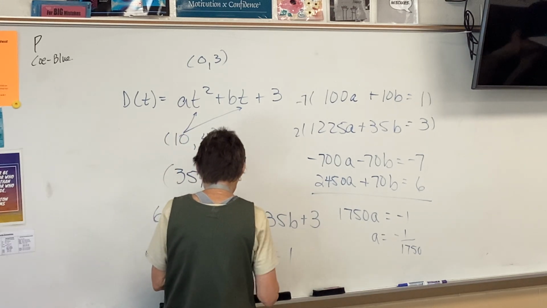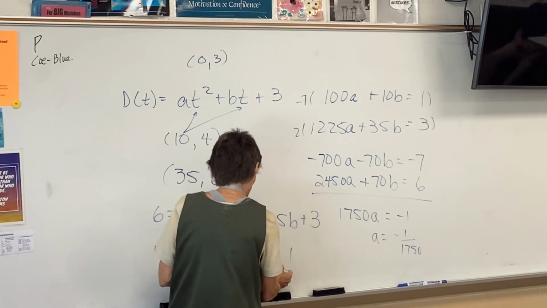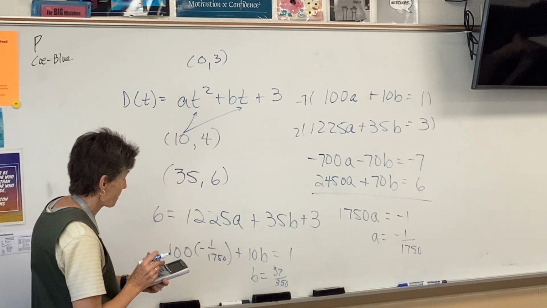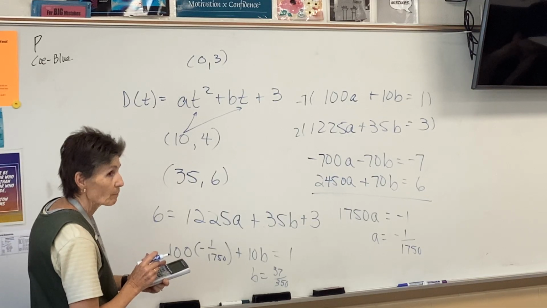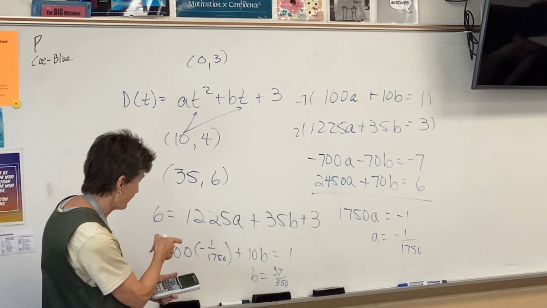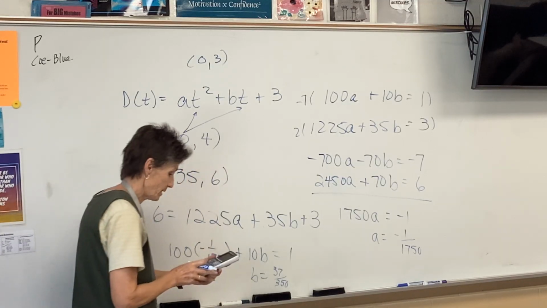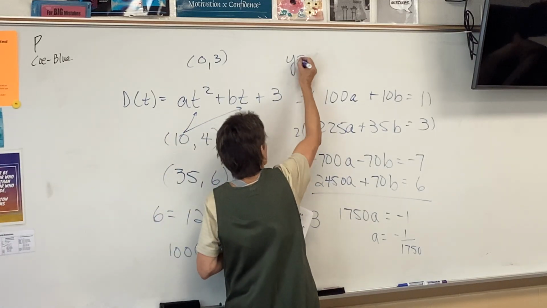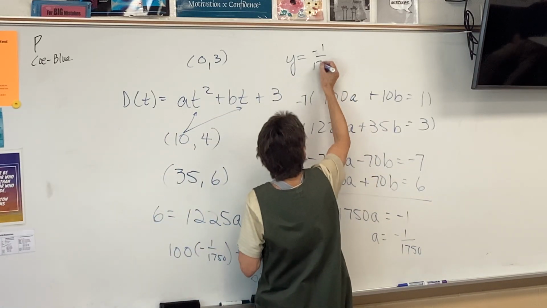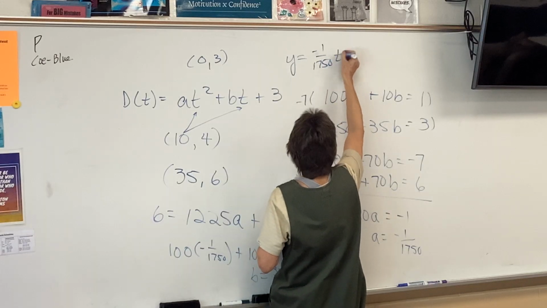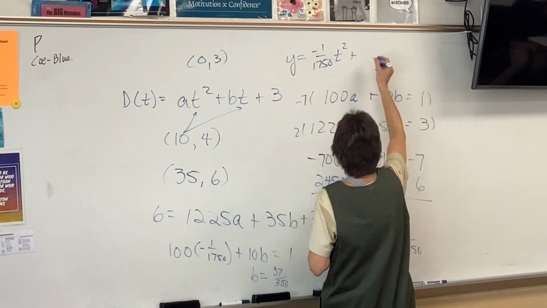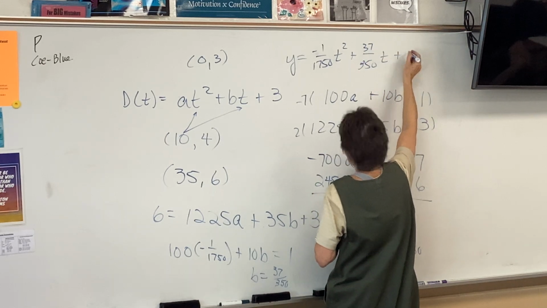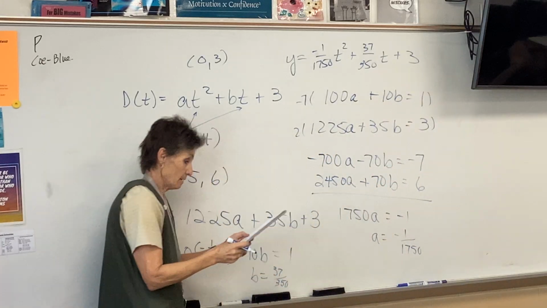I got B to be 37/350. No, your first one's right. I put it into stats and then calculated it. Quadratic. Coming out right? Yeah. And so, what did B come out to be? I got the same thing. Okay, perfect. All right, so my equation is negative this t squared plus that t plus 3. All right, so hang on to that.